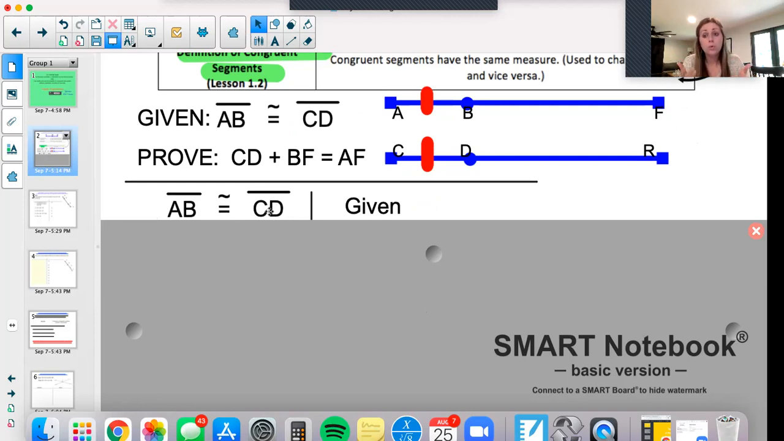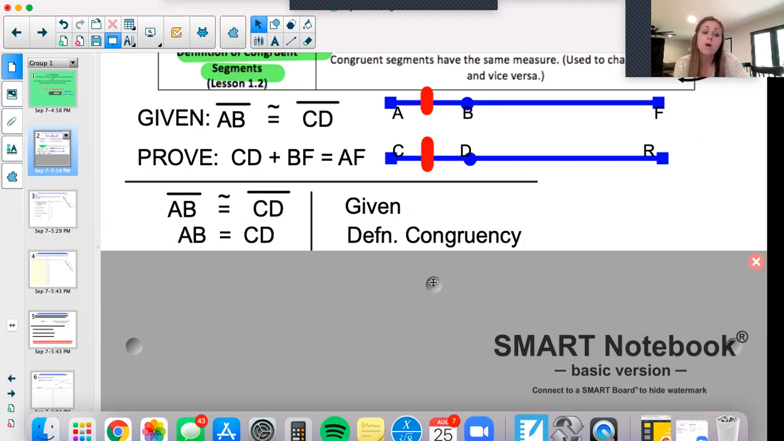So work with what you got. Literally, I've got a congruency statement. The only thing I can do with it right now is to convert it to the measures of those segments. The measure of AB equals the measure of CD. Why? What is my justification? The definition of congruency.